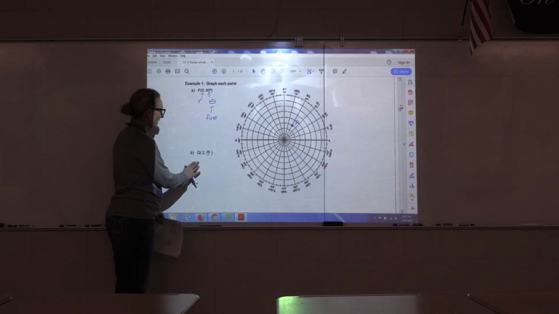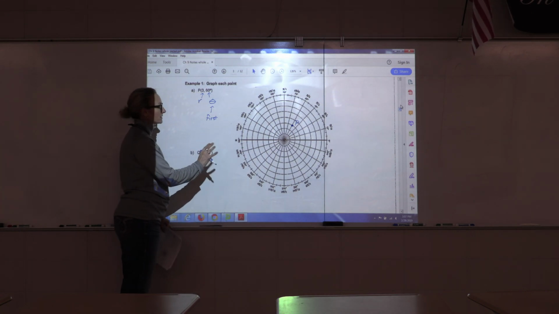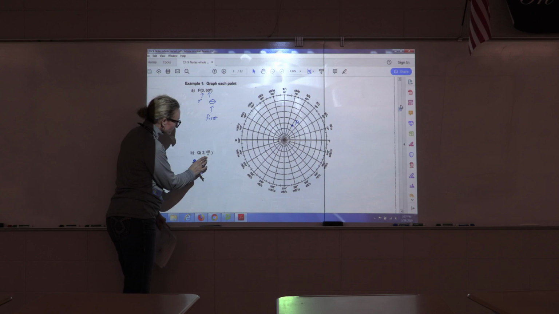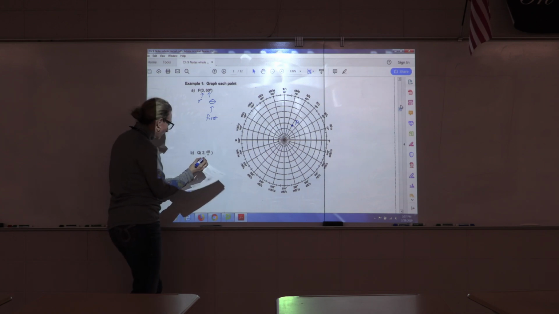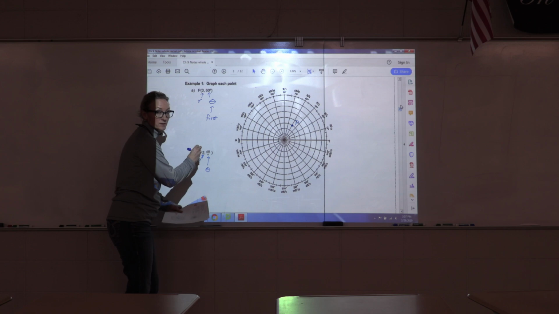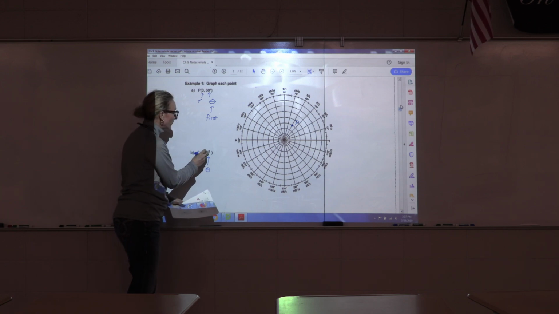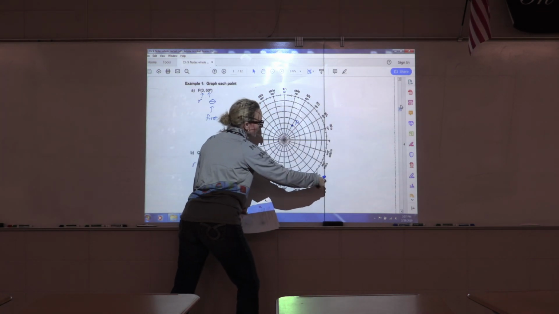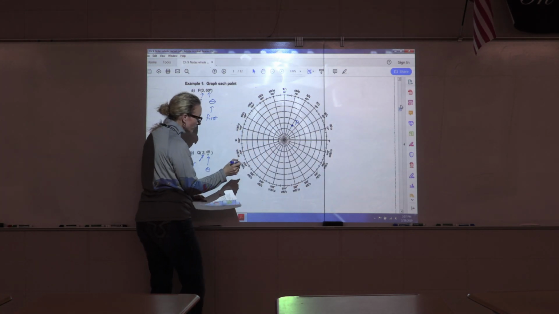This is good. Okay, so there's negative radius on the back. So we've got this angle, this says negative 5 pi over 6. So there's your r, there's your theta, and you do the theta first. So find that terminal location. So negative 5 pi over 6. Negative, we've got to go backwards. Negative 5 pi over 6.